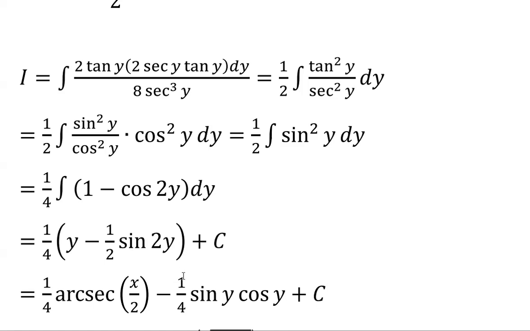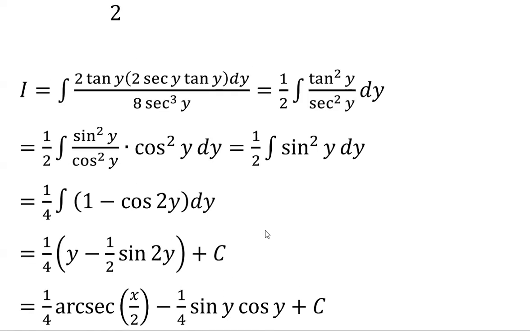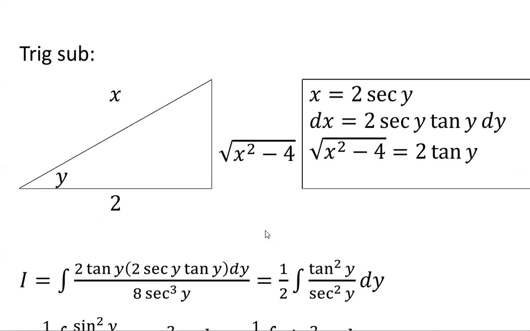Did I do it correctly though? Now that I'm thinking about it, I did, because I distributed this 1/4. I was like, this should be a half if I did 2 sine y cosine y, but I distributed this 1/4. Okay, sorry about that. I even didn't remember why I did.